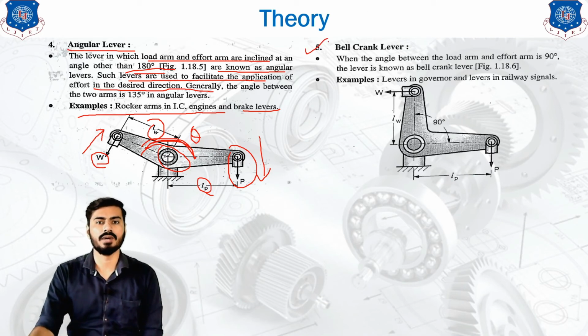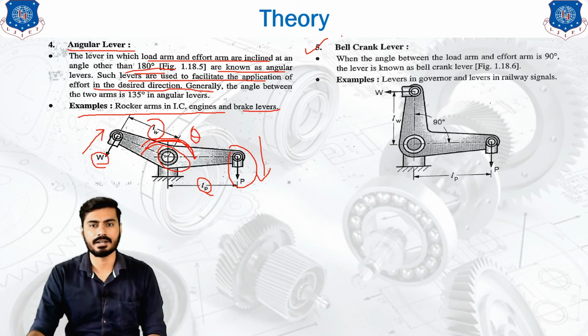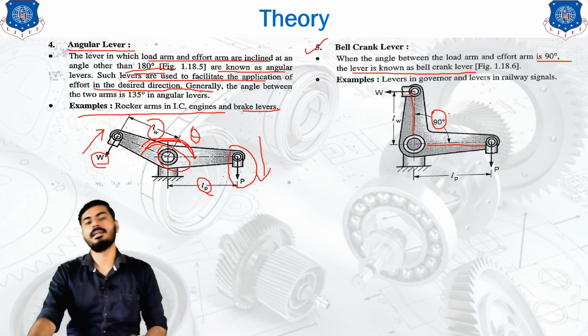Now we will see another type, the bell crank lever, which is a specific form of the angular lever, where there is one specific angle between the load arm and the effort arm. As you can see, when the angle between the load arm and the effort arm is 90 degrees, the lever is known as a bell crank lever. Notice that this is the load arm and this is the effort arm, and the angle between those two arms is exactly 90 degrees.